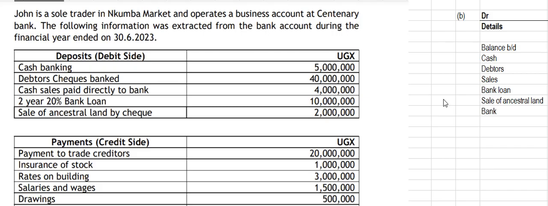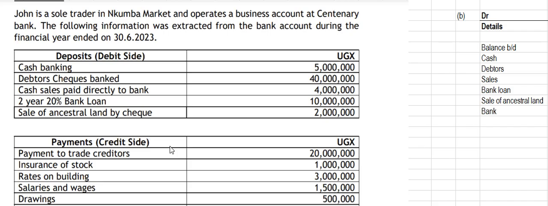You have the deposits, that's the debit side of the bank account. You have cash bankings, debtors checks banked. You have cash sales paid directly to the bank, a 2-year 20% bank loan. You have the sale of ancestral land by check.